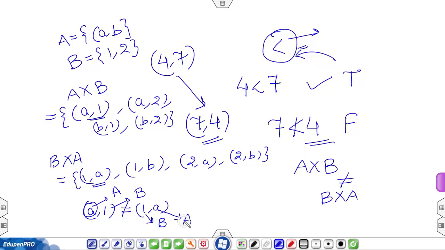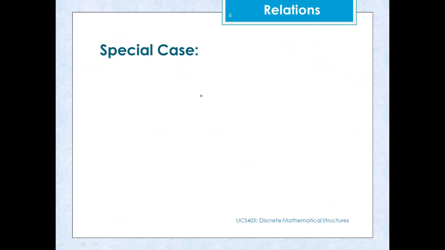So that means these ordered pairs are not equal, and that's why similarly we can say that A cross B is not equal to B cross A. So this was all about the Cartesian product and ordered pair. Let's see some special case of it.